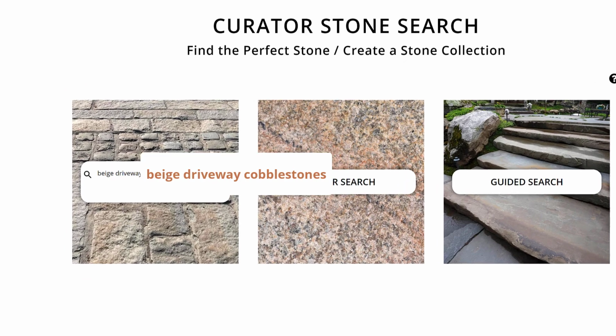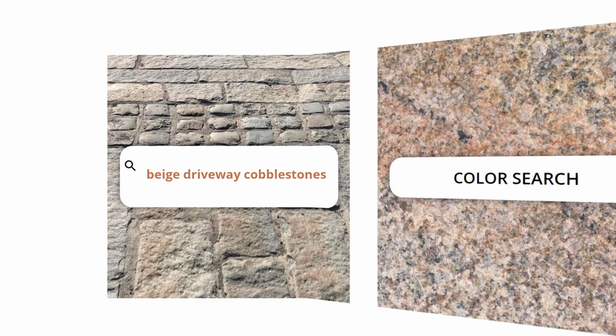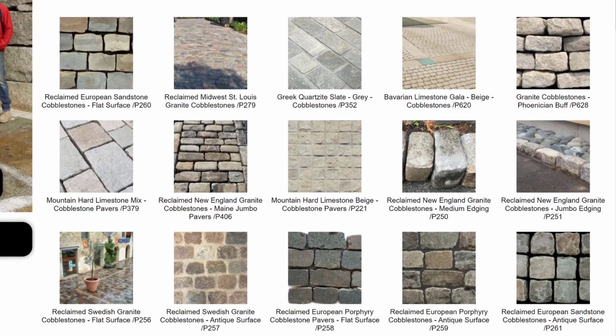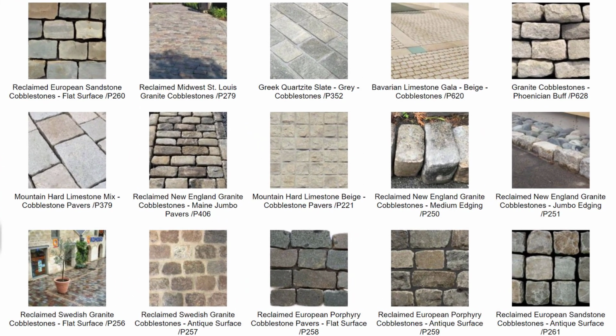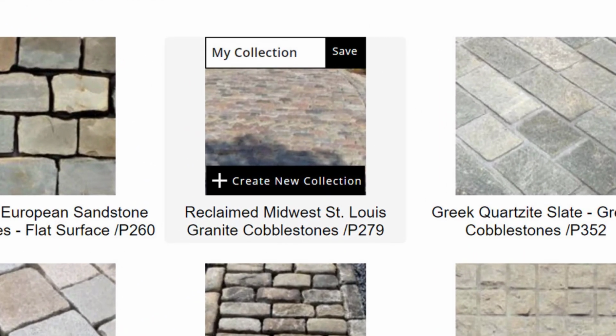In this tutorial, I'll use the text search function to search for beige driveway cobblestones. These are the results of the search. There are 30 ready products that meet the search criteria, and if you scroll down the page, you'll also see 15 fabrication materials. These are cobblestone products and materials that are suitable for driveways, all of which have a noticeable amount of beige coloring. Hover your mouse over any image.